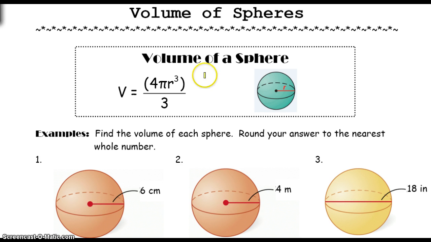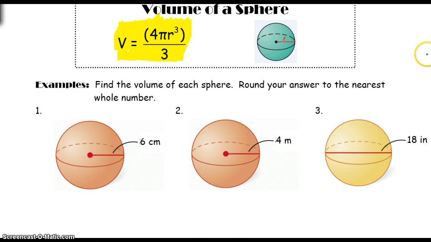The first thing I have here on your paper is the formula. So this is what we're going to be using: 4 pi r cubed divided by 3. And I have this in parentheses on top because I like to work all that on top out first and then divide it by 3. So let me show you an example of that with number 1.